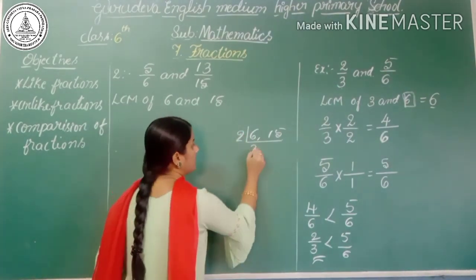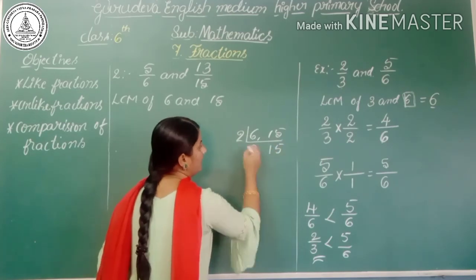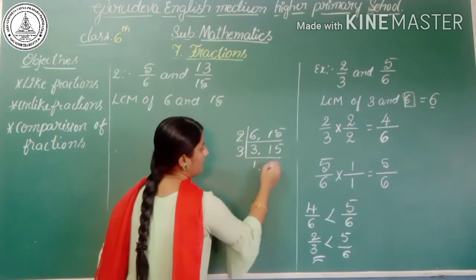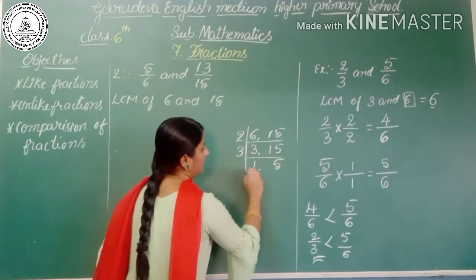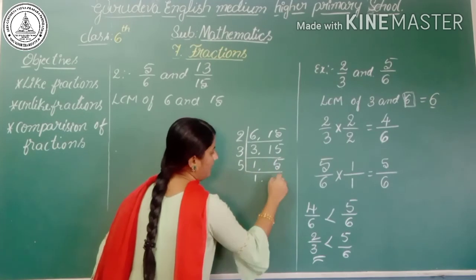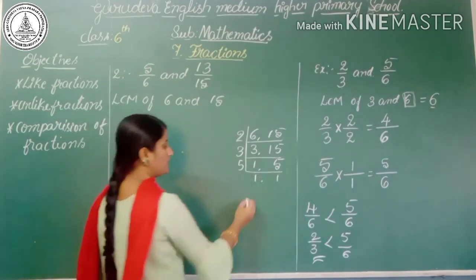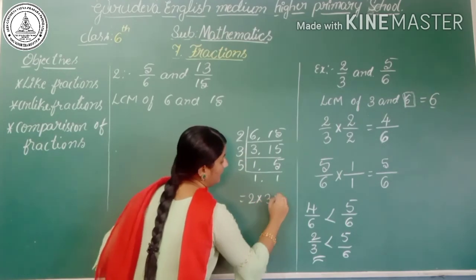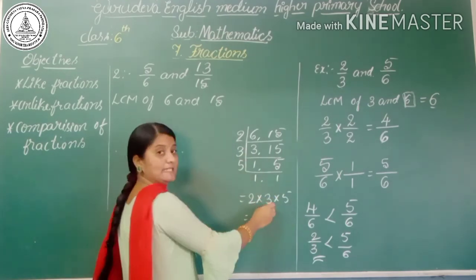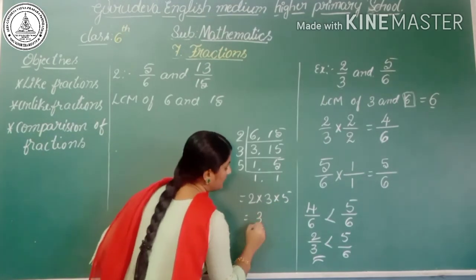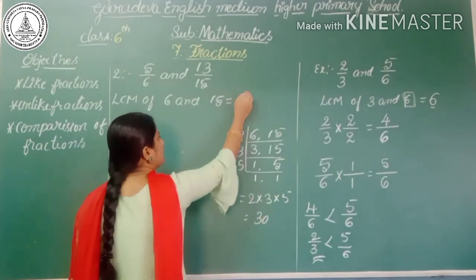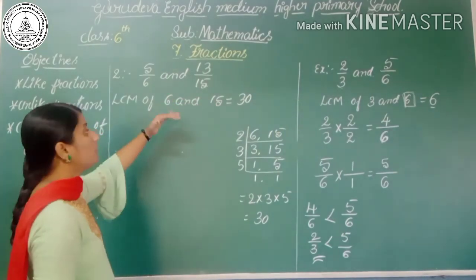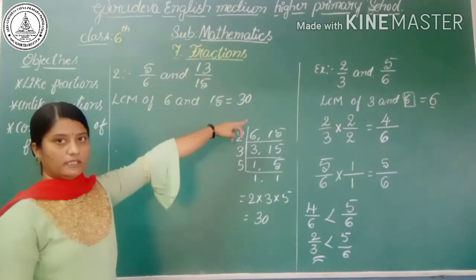Take 2. 2 times 3 is 6. 15 cannot be divided by 2. Okay. Then next number 3. 3 ones are 3, 3 fives are 15. Then again 1, and 5 ones are 5. Okay. Yes, what is the LCM here? 2 into 3 into 5. 2 times 3 is 6, 6 times 5 is 30. Okay. 30 is the LCM of 6 and 15. Means we have to make the denominator 30.